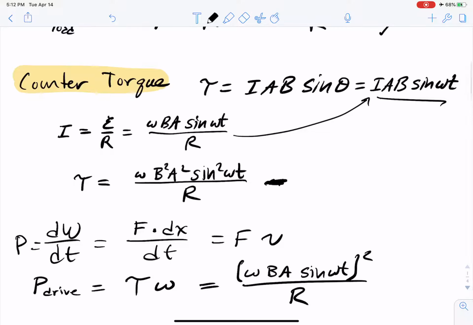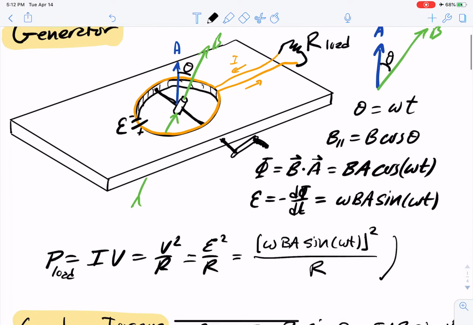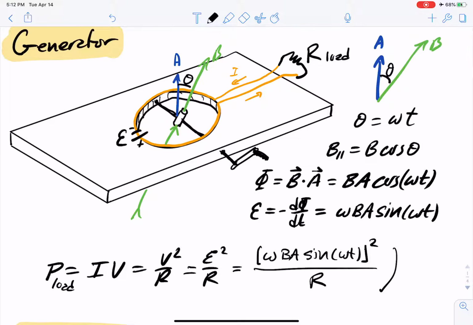Of course, this is an ideal situation. There are always some losses that we're not considering here. Okay, but this is basically how electricity is generated pretty much everywhere in the world. There are some new techniques, but this is the main way.